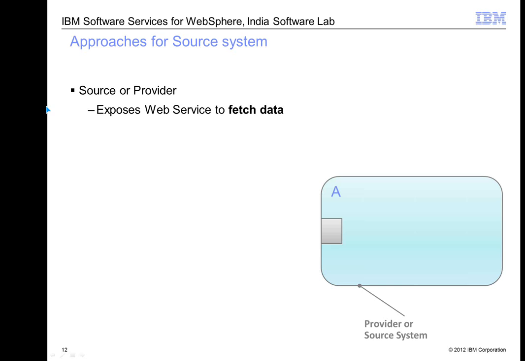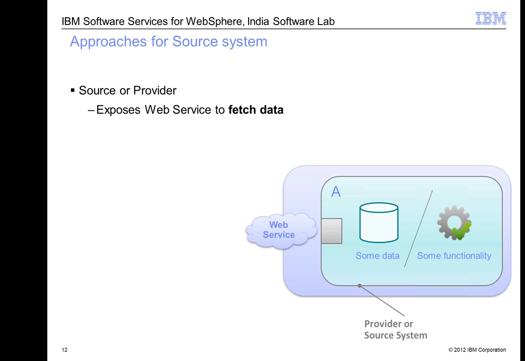Okay, in this case, we will see how to make one of the source systems participate in the SOI. The approach used here is to expose the capabilities of the source system as a web service. And this is more of a passive approach. We have an application A. This application A has some data or some functionality that others are interested in, and we will expose this functionality as a web service.